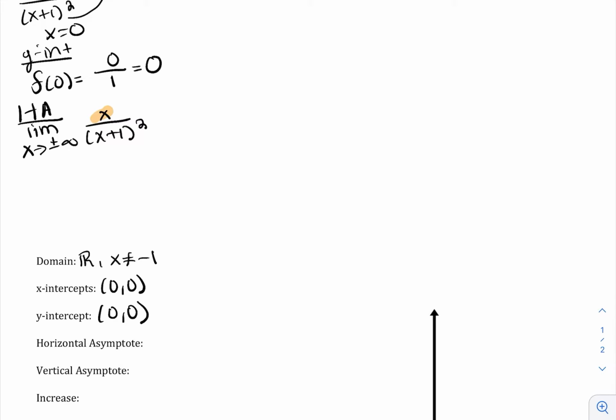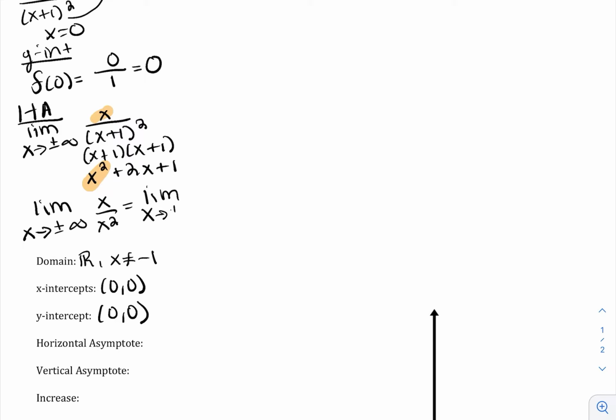Now in the bottom, it's hard to see what the leading term is because it's factored. So we need to unfactor it. This gives us x squared plus 2x plus 1, and now I can see that the leading term is x squared. So I have the limit as x goes to positive or negative infinity of x over x squared. I can simplify that because I have an x in the top and 2 in the bottom, so I can cancel one out. That leaves me with 1 over x.